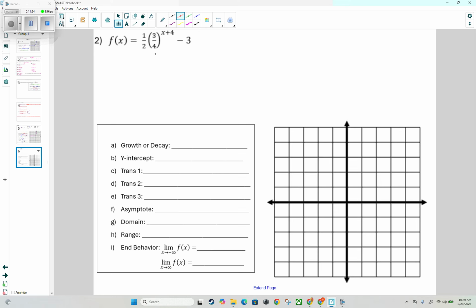Starting off, depending if I have a growth or decay, remember that's this b value, he is less than 1. That means that I have decay, and that means that my graph will head down. So it's going to be up on the left and down on the right instead. The y-intercept is if you want to plug in the 0 value. I like to do that at the end. I don't like doing it at the beginning.